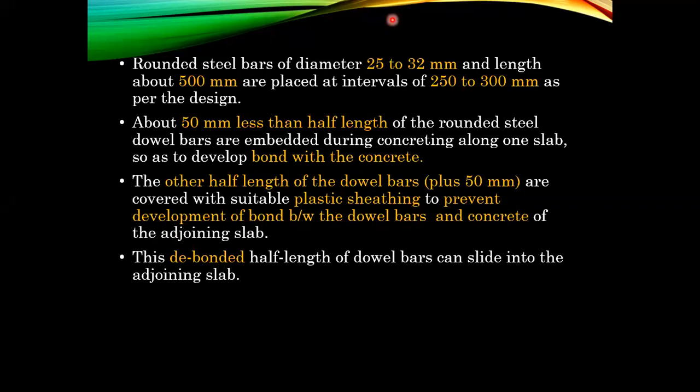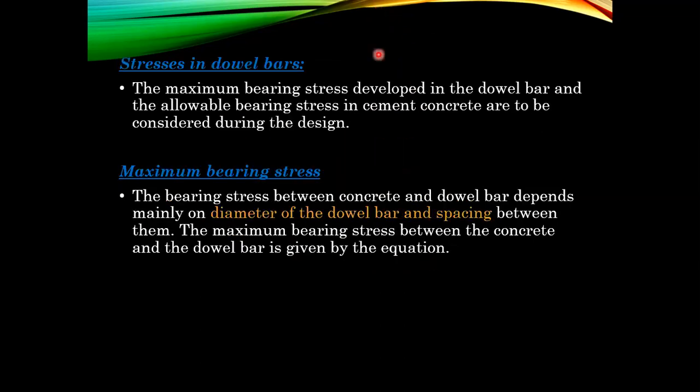Or just think like this, one third. Assume the total length is 3 meter. In 3 meter length of the dowel bars, one third means 1 meter. 1 meter should be having a bond between concrete, that is bond between steel bars and concrete. Remaining two third means 2 meter. 2 meter will be covered by this plastic shuttering. Why are you providing plastic shuttering? Just to prevent the bond between dowel bars and concrete, and this is called as debonded half length of dowel bars. Okay, this is the concept.